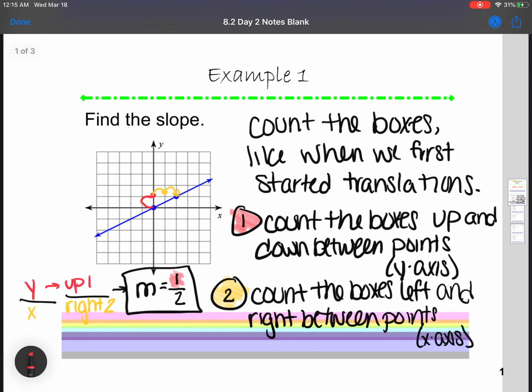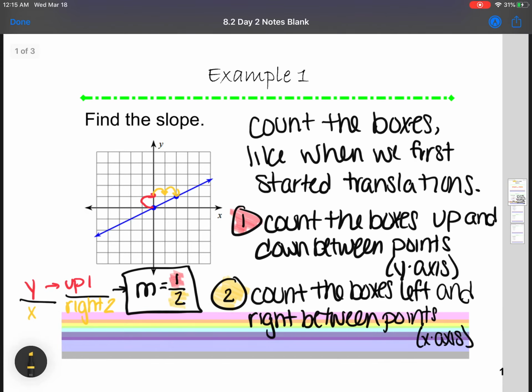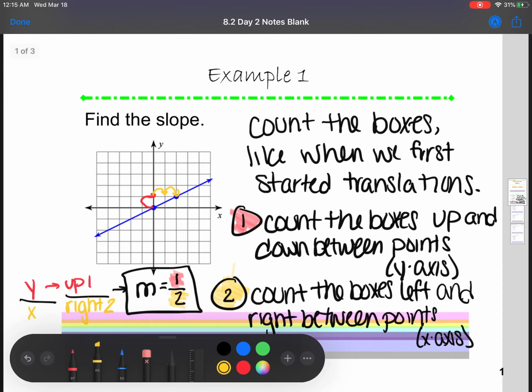Positive 1 over positive 2. Okay, and I'm going to show it with these different colors on each one. I'm not going to write out all of the big writing anymore, but this part on the left I will rewrite as we get into more examples.